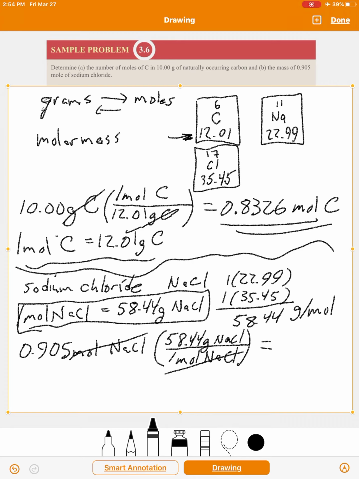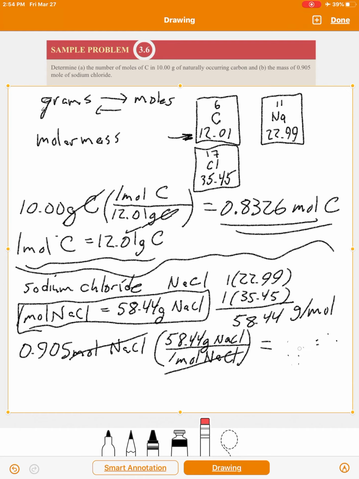So 0.905 divided by 58.44. And the number of sig figs for this one is 3 because the 905 only has 3 sig figs. So 0.0155. This is not significant. Leading zeros are never significant. So 155 is 3 sig figs. And then, oops, sorry, my mistake. Look, there's an error. You can see there's an error.